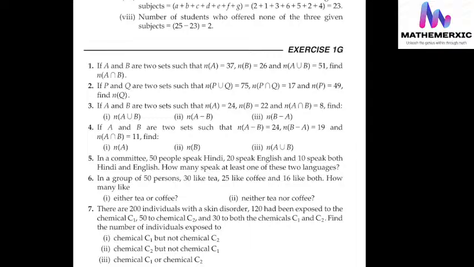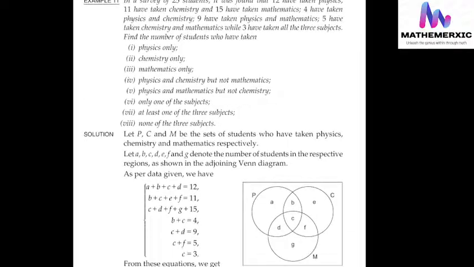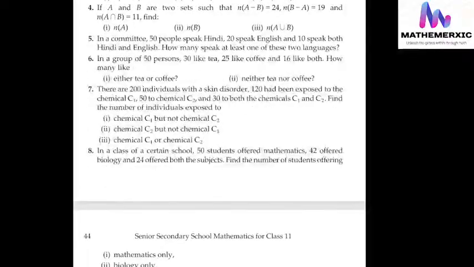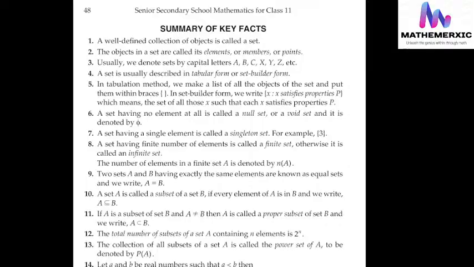This will be the number of students who offered none of the three subjects. Obviously, in total we have students who offered at least one of the given subjects, which is 23, so two haven't taken part in any of them. So easily we can finalize this.